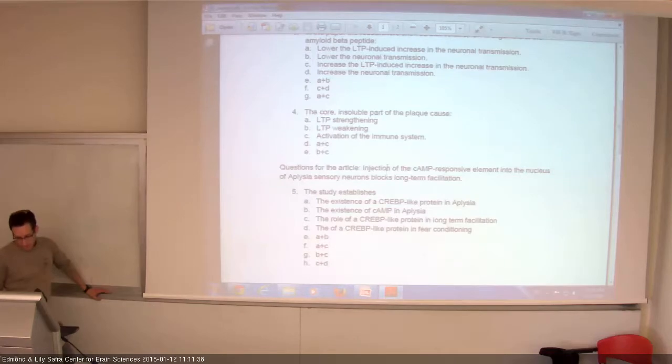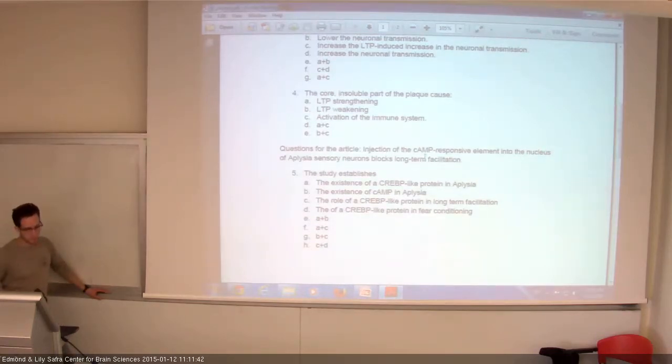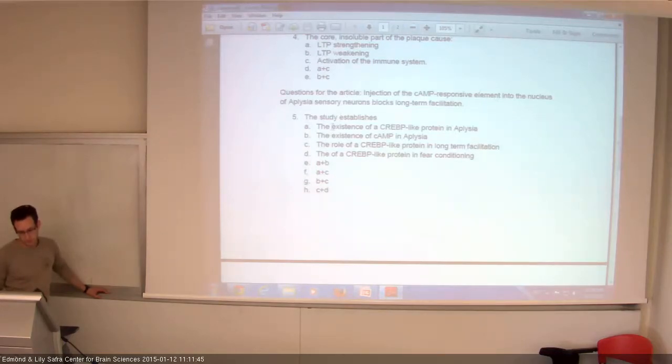About Kandel's article, injection of cyclic AMP response element, blah blah blah. Okay, now it's this one. So the study establishes what? The existence of a CREB-like protein in Aplysia, the existence of cyclic AMP in Aplysia, the role of the CREB-like protein in long-term facilitation, the role of the CREB-like protein in fear conditioning. Which, or any combinations? A is true, so the CREB-like protein in Aplysia, this is the first gel there, that we have said sort of laid the ground for giving the rationale for future researchers to study Aplysia and talk about cell biology in general, including this LTP machinery in humans.